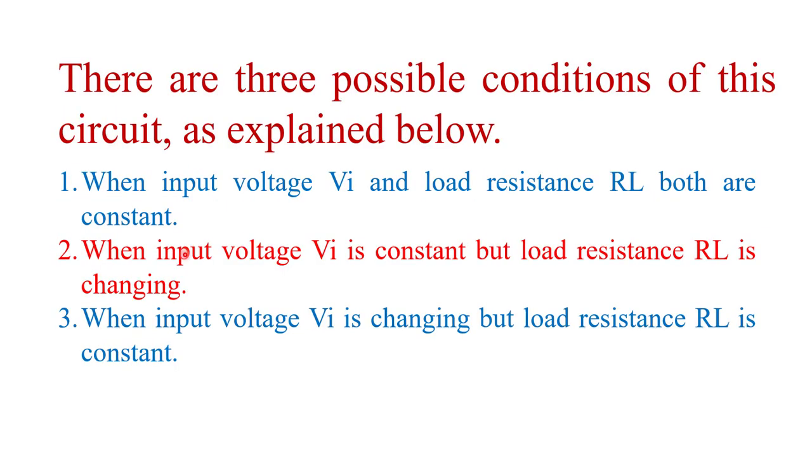Now for the operation of the voltage regulation circuit, there are basically three possible conditions we have to consider. First condition is when input voltage Vi and the load resistance RL both are constant. Second condition is when input voltage Vi is constant but load resistance RL is changing or varying. Third condition is when input voltage Vi is changing but load resistance RL is constant. So one by one, I will explain all three conditions in detail.